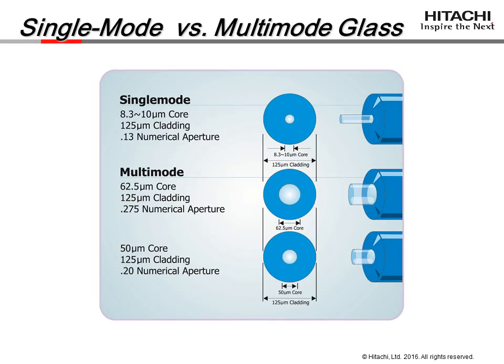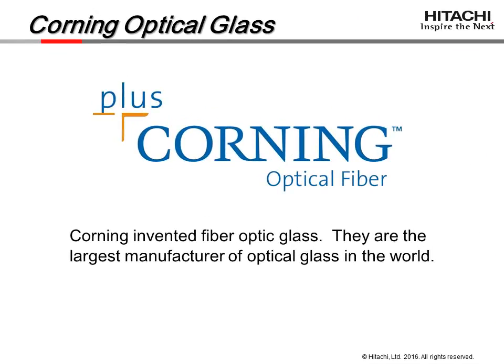Faster applications such as gigabit and 10 gigabit use an inexpensive laser called VCSEL, which stands for Vertical Cavity Surface Emitting Laser. There are only a handful of companies in the world that manufacture fiber optic glass. Corning, having invented fiber optic glass, is the oldest and largest manufacturer. Corning optical glass is the standard glass used in all Hitachi Cable America fiber optic cables.